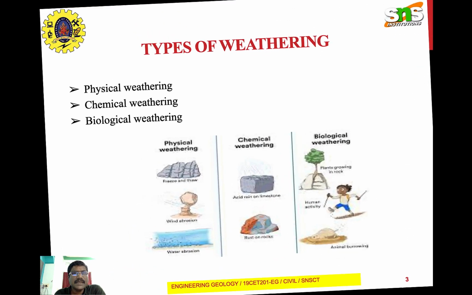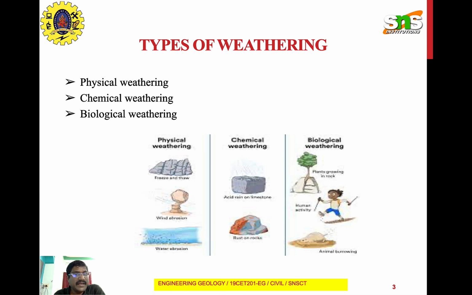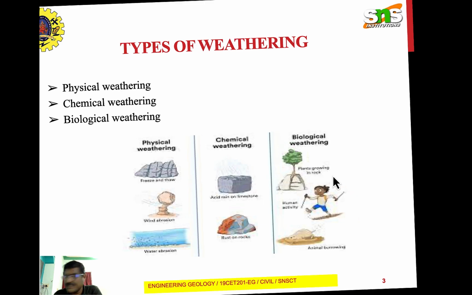So the types of weathering may be physical weathering, chemical weathering, or biological weathering. You can understand from the name itself. Physical weathering means by physical force, it may be freezing or wind or water. Chemical weathering means acid rain or some other naturally formed chemicals which will be a reason for the weathering. Biological weathering is because of biological activities. So we will discuss more on this in this lecture.